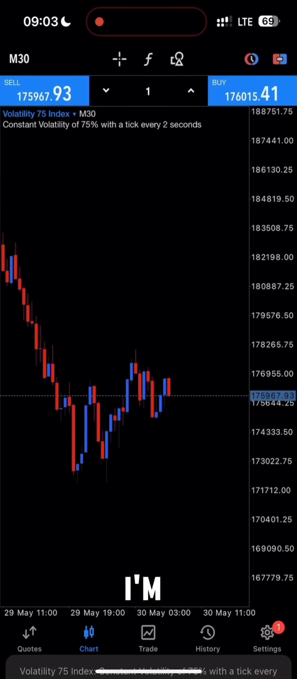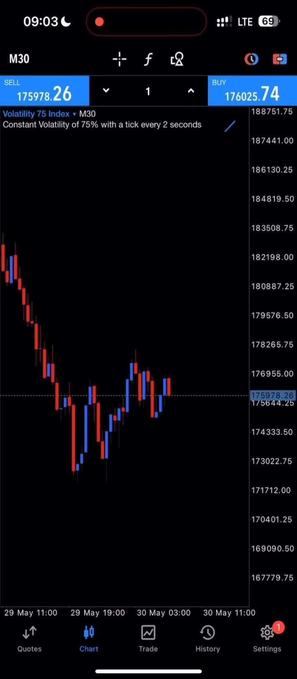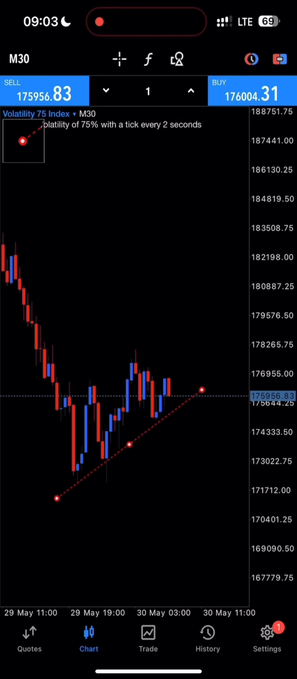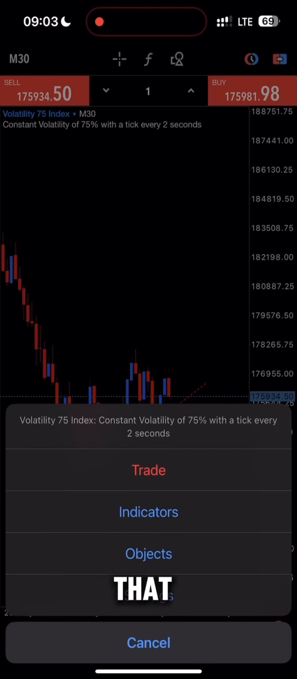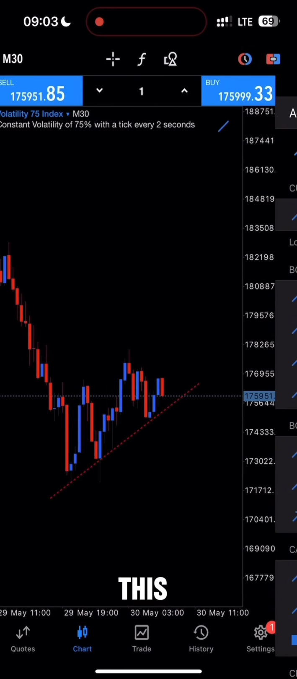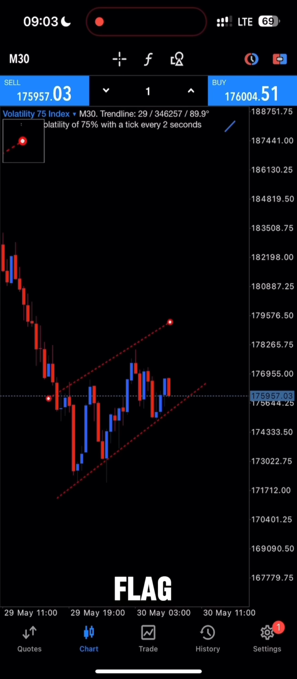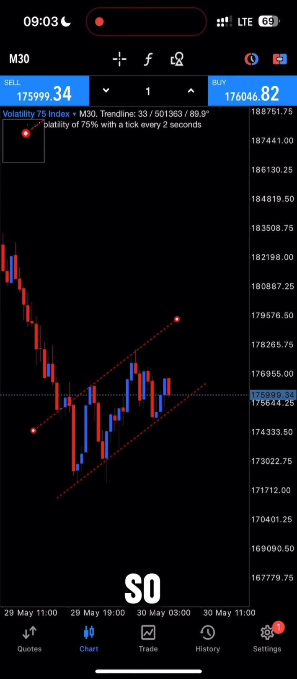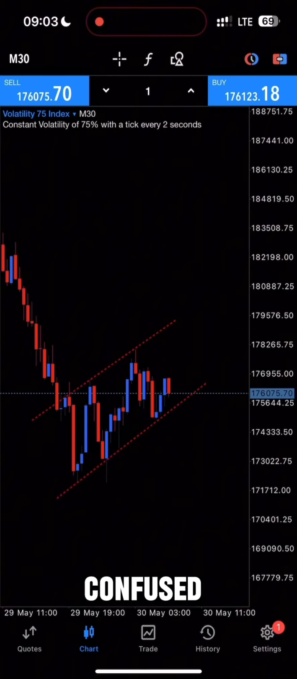I'm gonna outline it for you. This is the bottom line, the bottom trend line. I'm gonna set it up, and I'm gonna set the top one so that you can fully identify this bearish flag pattern. So this is how you identify it. It's almost as easy as that, so don't get confused next time.